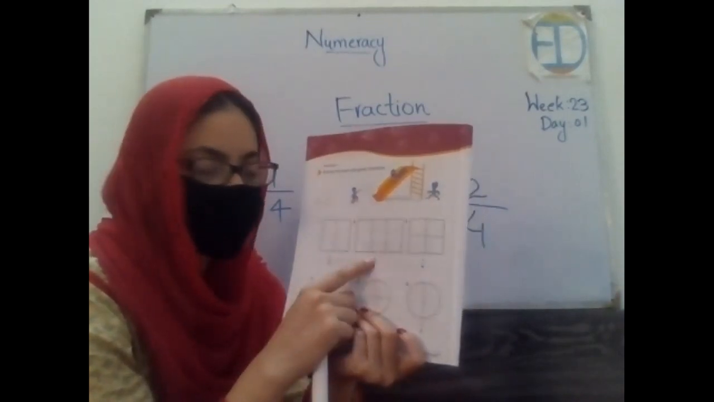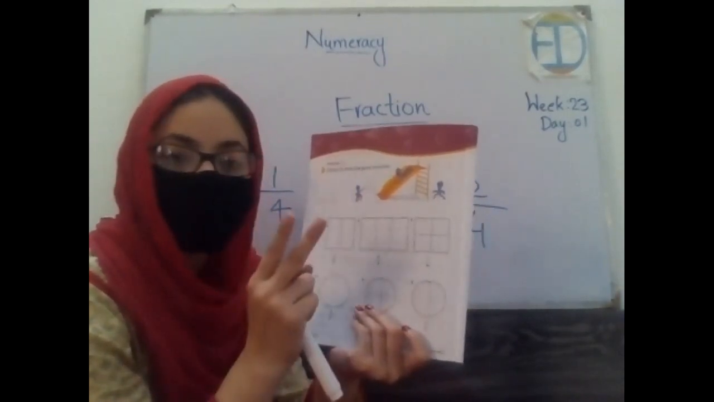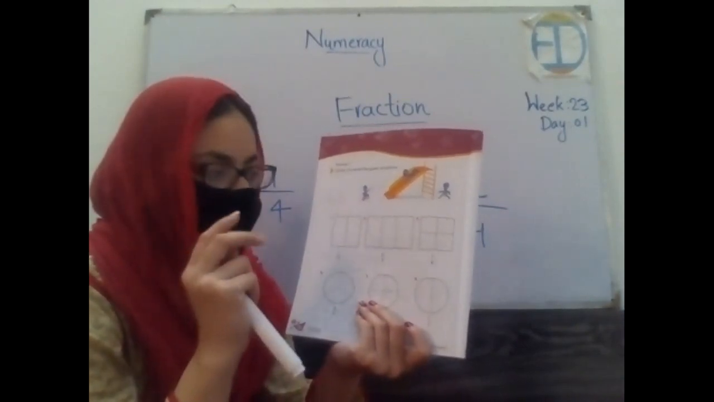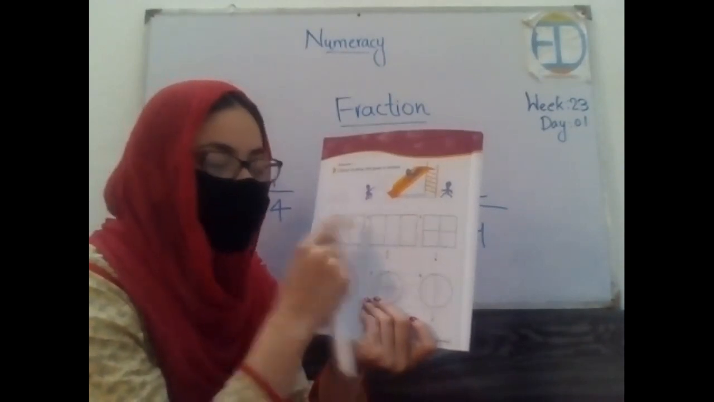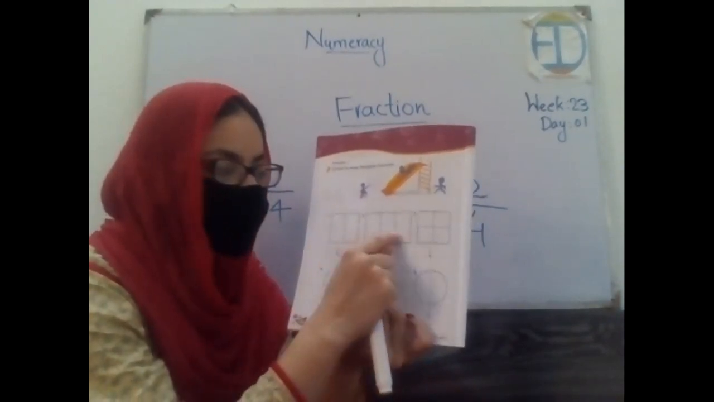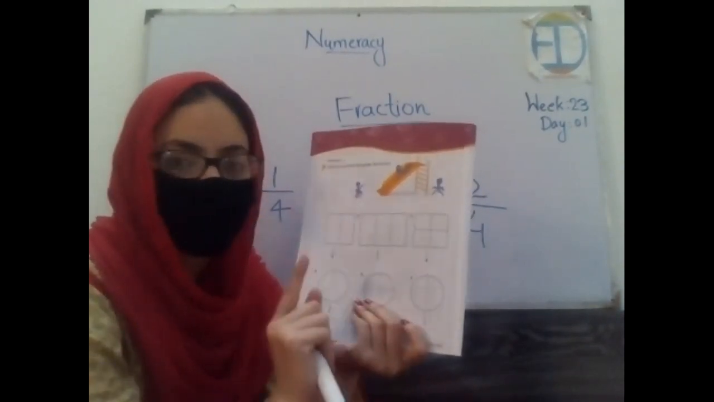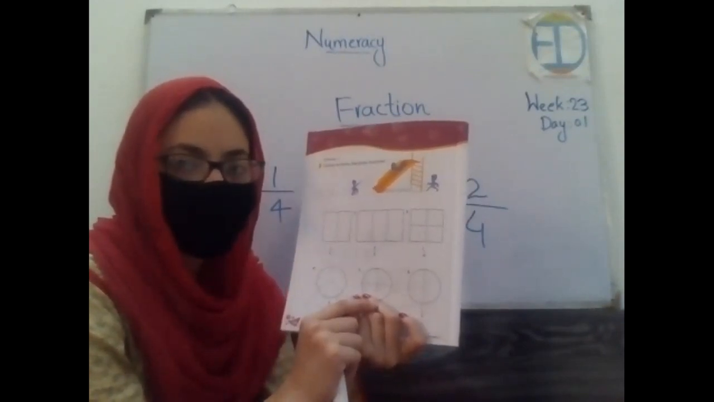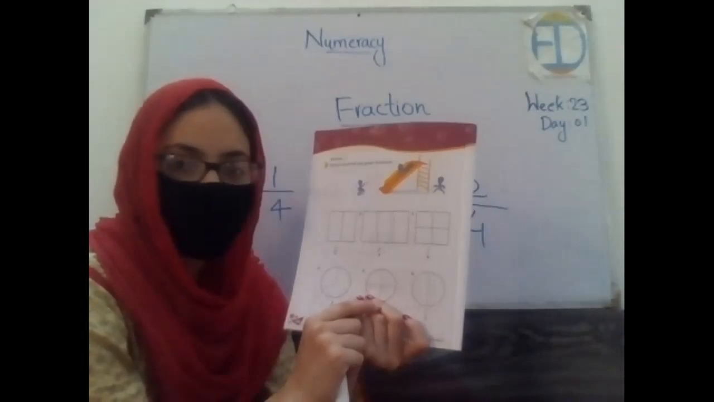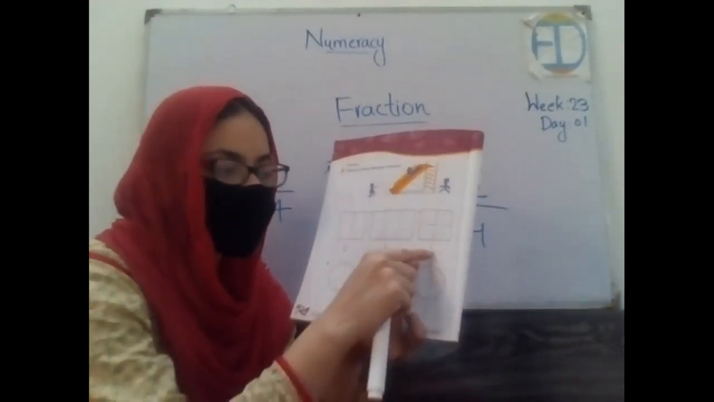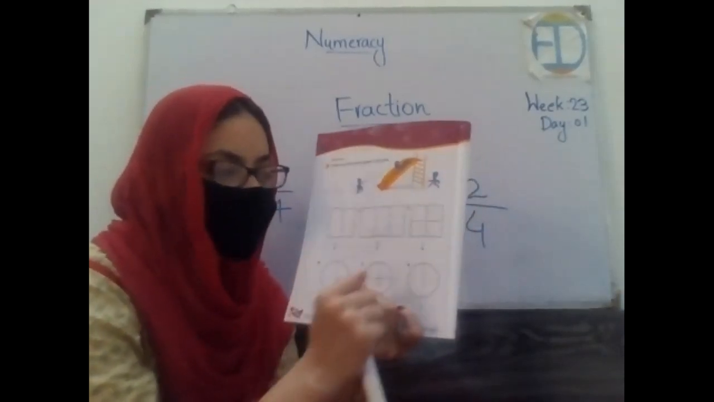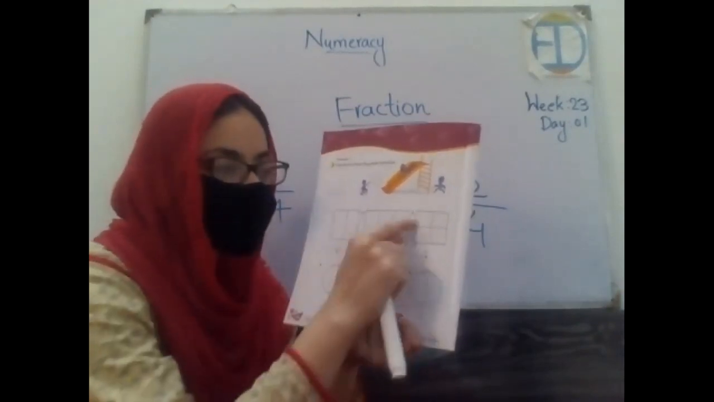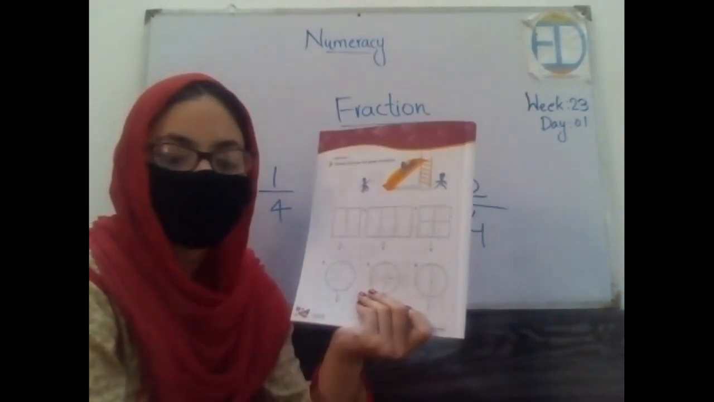Okay, in the next one, they say 2 out of 3. So this means that you are supposed to shade 2. You can shade any 2, these two, anything, whatever you want to. Yes, done. Okay, great. And then we are supposed to shade 1/4. Out of these 4, you are supposed to shade only 1. So you can shade any one of it.